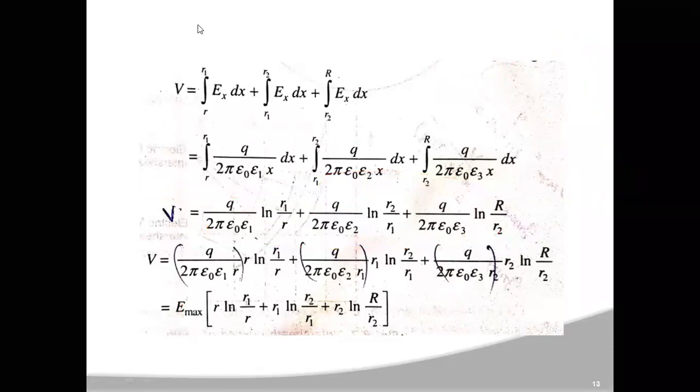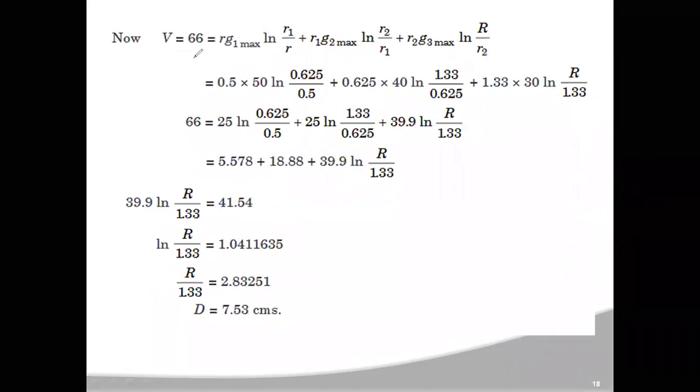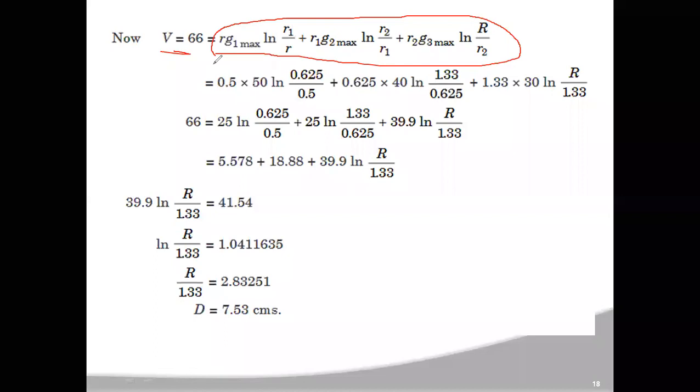In the problem, in case of operating voltage, the expression will be V is equal to r into G1 max ln R1 by r and so on. This derivation was explained just now. Now in this expression, operating voltage V is given as 66 kV, and you know the values of r, and you calculated R1 and R2. So then you can calculate the R value. By using some mathematics, you can calculate the R value to be equal to 2.8325 centimeters.